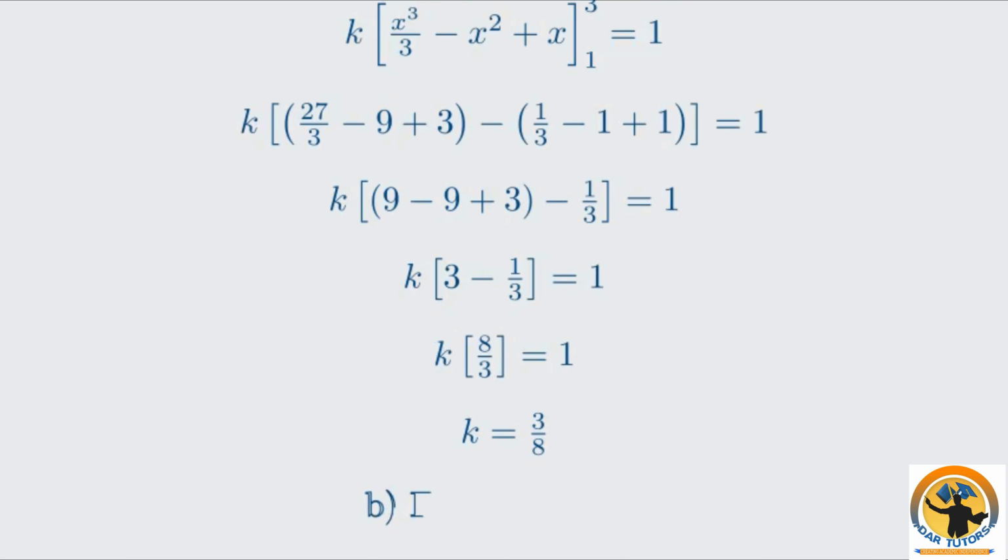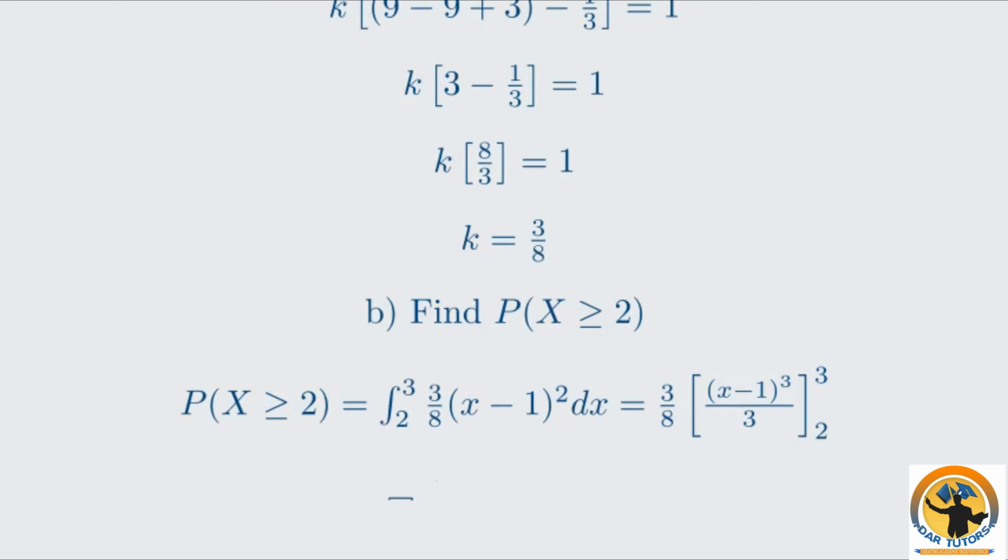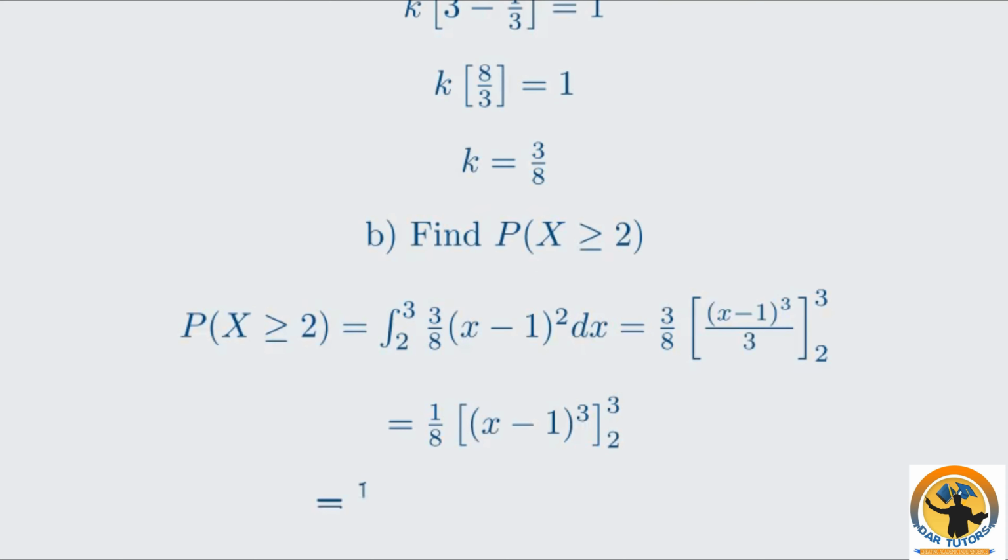Now for part B, we need to find the probability that x is greater than or equal to 2. This is the integral of our now complete PDF, 3/8 times (x-1) squared, from 2 to 3. We can pull the 3/8 constant out. The integral of (x-1) squared can be done by substitution or by recognizing the reverse chain rule, giving us (x-1) cubed over 3. The 3/3 inside the brackets cancels out. So we just need to evaluate (x-1) cubed over 8 from 2 to 3.